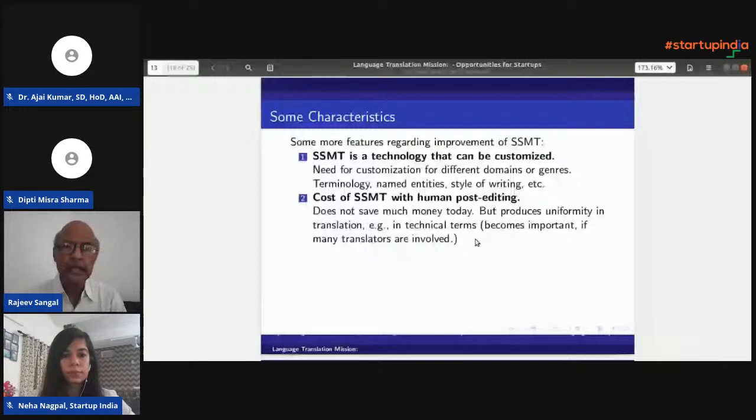Now, what is the role of startups and companies? So, of course, there could be service companies which provide translation as a service.